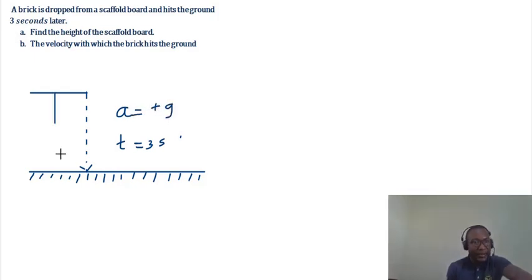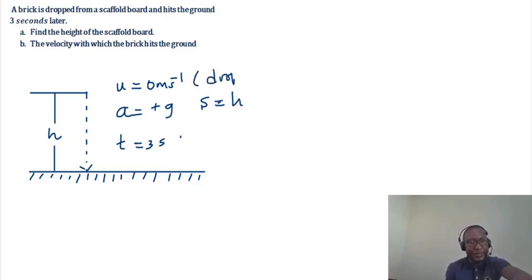In part A, they need us to find the height above the ground. I can call it h, and that will be our displacement. So displacement is equal to h. Now since this brick was dropped, the initial velocity which it had was 0 meters per second. Since it was just dropped, it was dropped from rest. So now we need to find the height of the scaffold board.